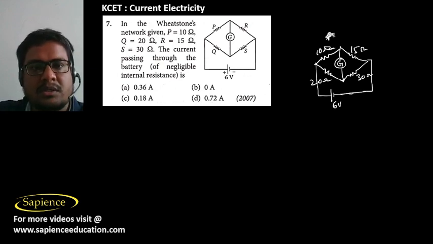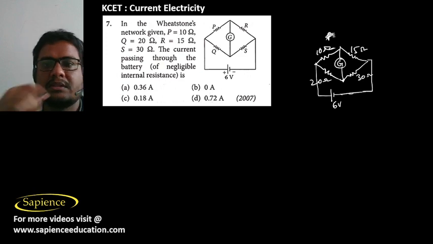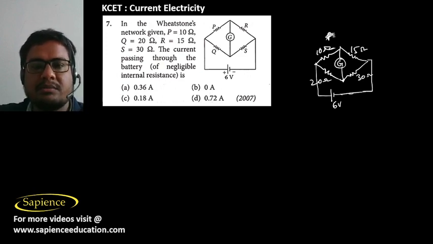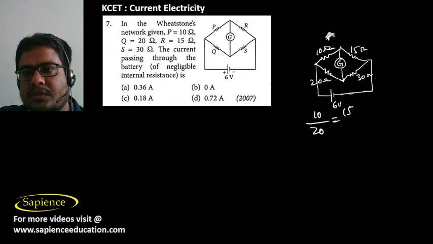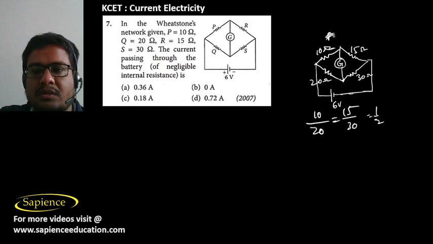Now the current passing through the battery of negligible internal resistance. Current passing through the battery will be how much? So here the ratio is equal to this. Now 10 by 20 is equal to 15 by 30, which is equal to half. So it is a Wheatstone bridge, so no current will pass through this galvanometer G.